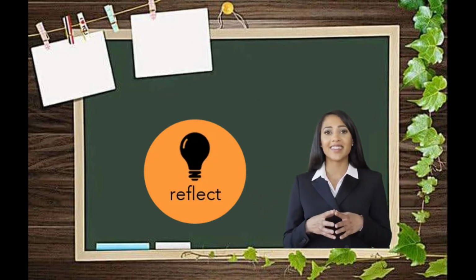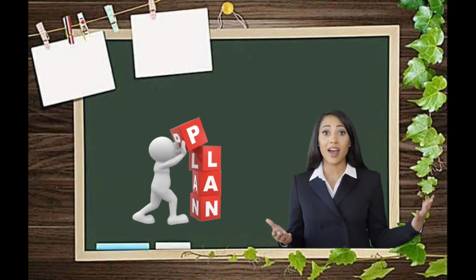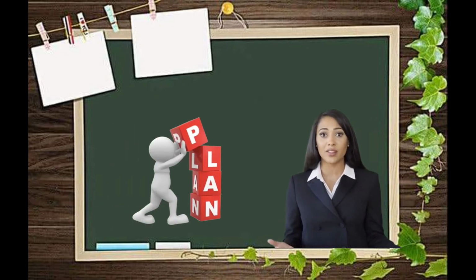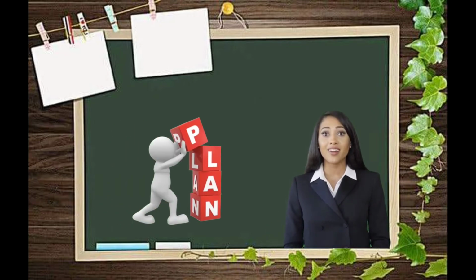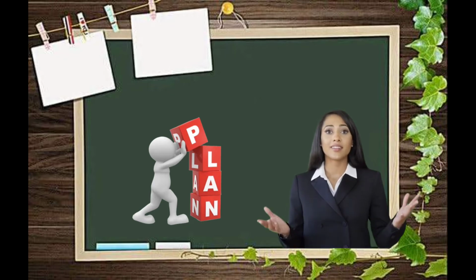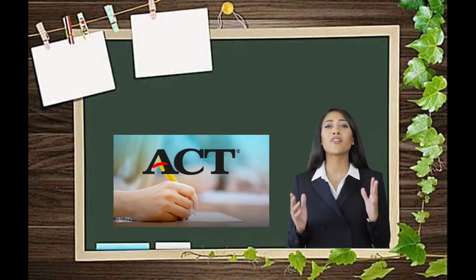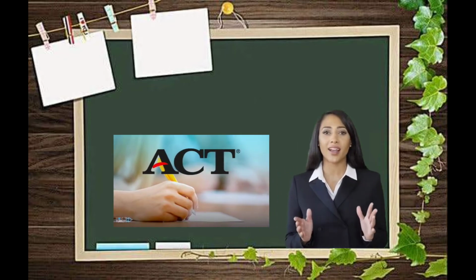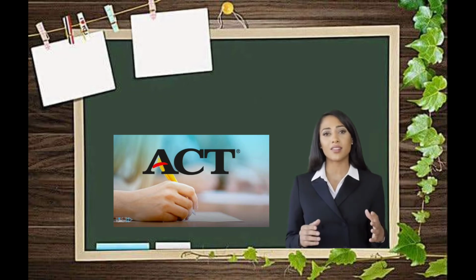Next to reflect is plan. Here, the action researcher will make a plan about the intervention, strategy, or way that they will use in making action. Next to plan is act. After planning the strategy, the action researcher will take action on what they have planned.